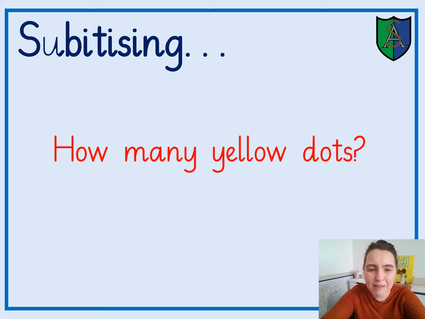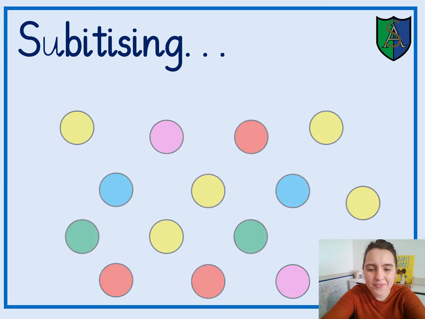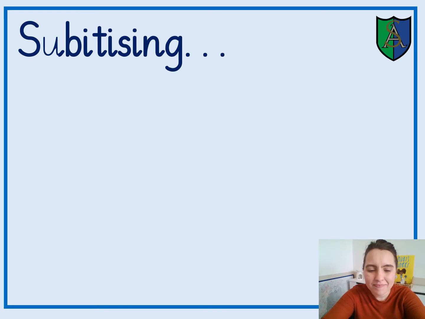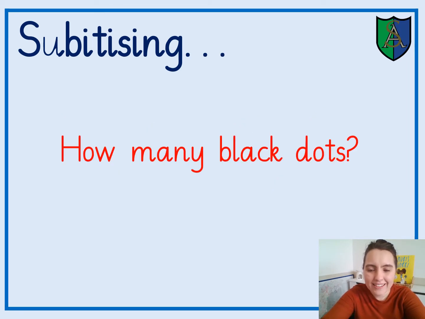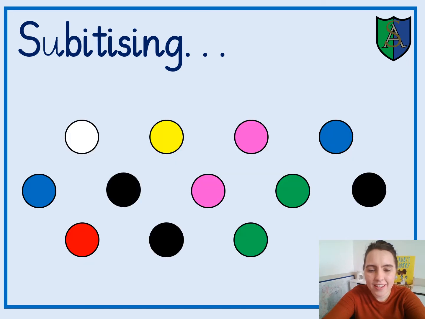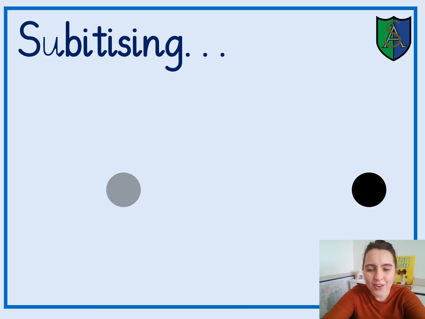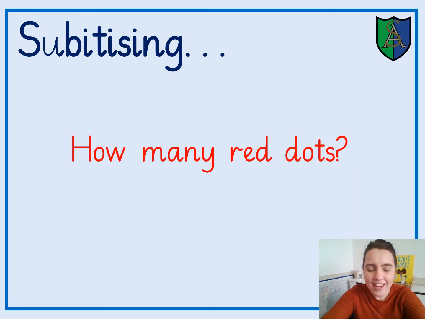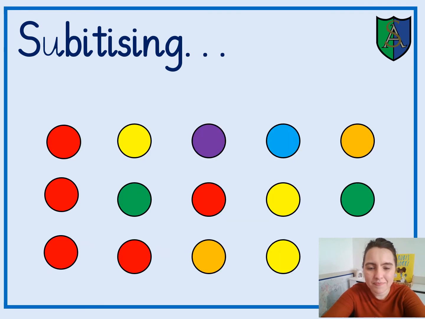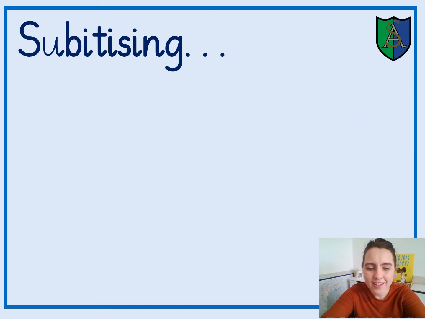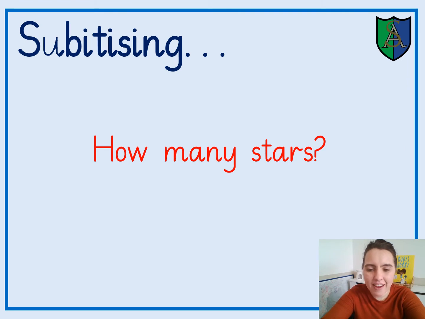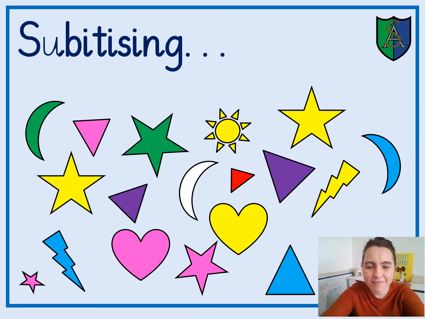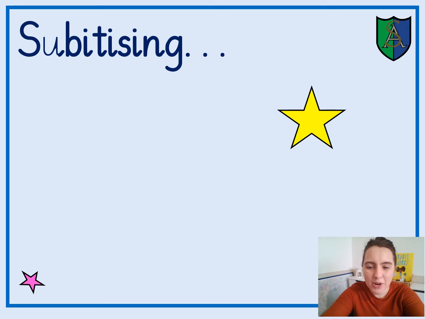Okay children, time to supertise. So first of all, I would like you to count the yellow dots. Good job everyone. Now let's count the black dots. Great work. Let's count those red dots now. Great job everybody. And how many stars can you see? Brilliant work, well done.